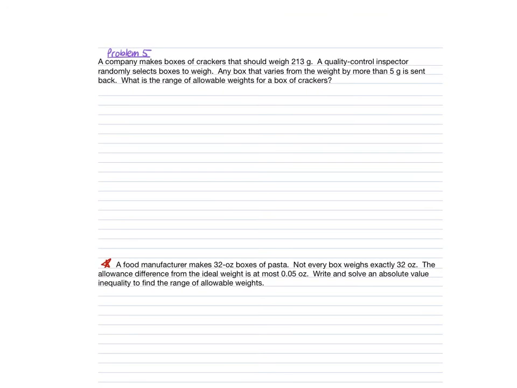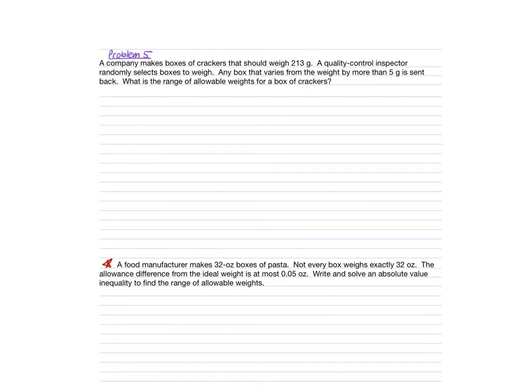So last one, word problems. A company makes boxes of crackers that should weigh 213 grams. A quality control inspector randomly selects boxes to weigh. Any box that varies in weight by more than 5 grams is sent back. What is the range of allowable weights for a box of crackers?